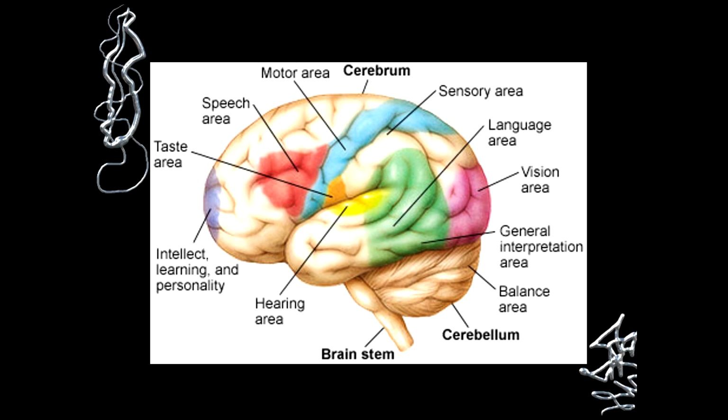Now coming to the different parts of the brain, the cerebellum, which is at the bottom. Then comes the language area. Then comes the visual cortex, the visual area. Then our intellect, taste area, speech, motor, cerebellum. Although these two sound similar, cerebellum and cerebrum, they are different. Then comes the brainstem, which is at the bottom.